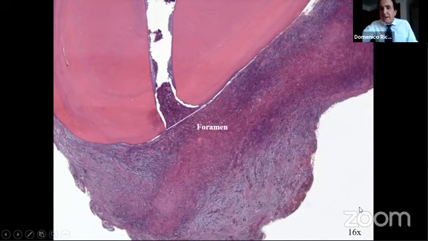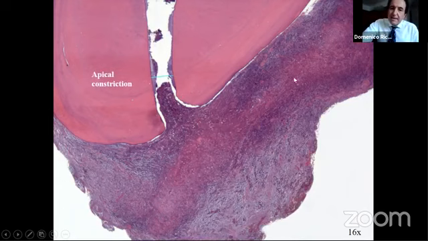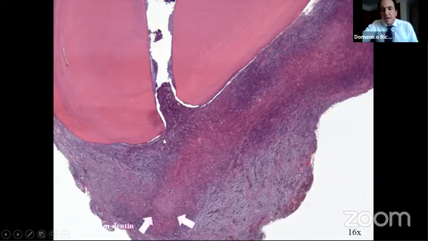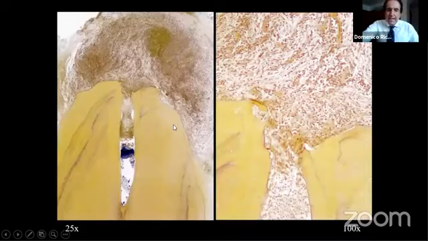You cannot clean something which is funnel shaped. Once again, the ideal point is the apical constriction, which is at a certain distance short of the radiographic apex. Okay, now let's go again to the human teeth with resorption.